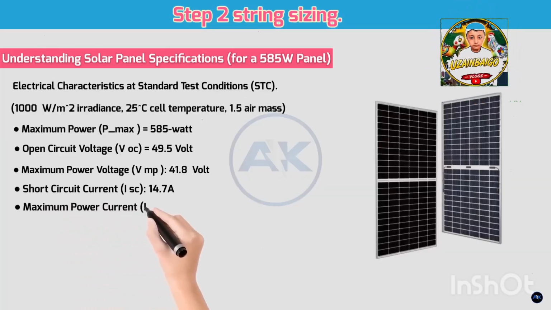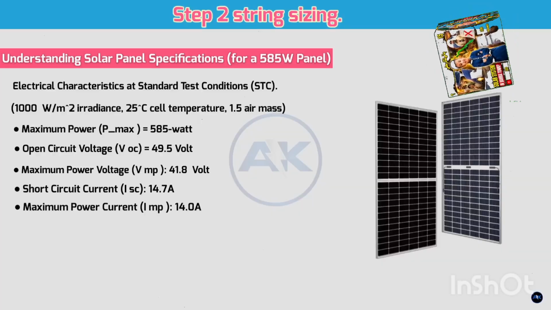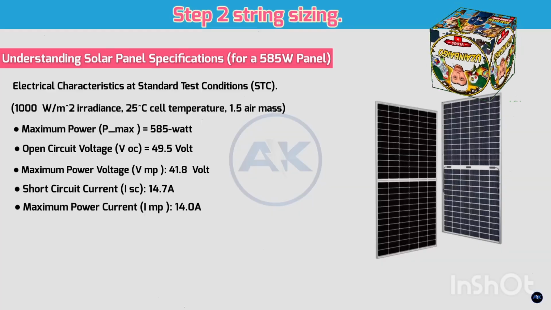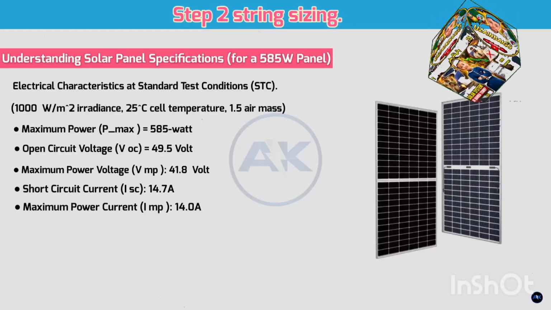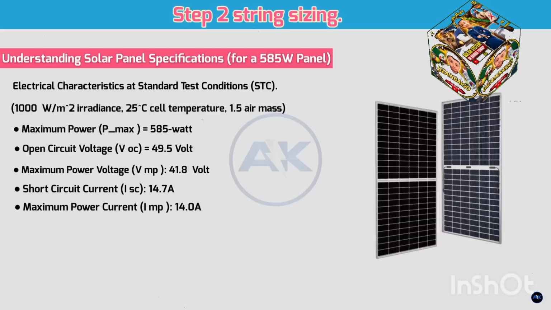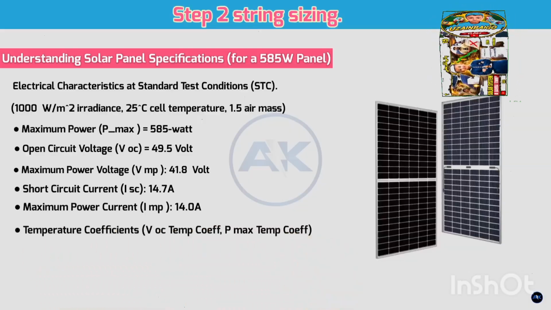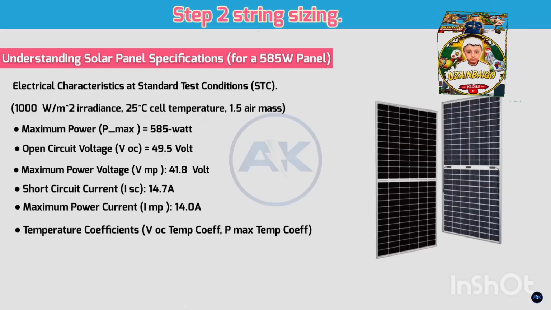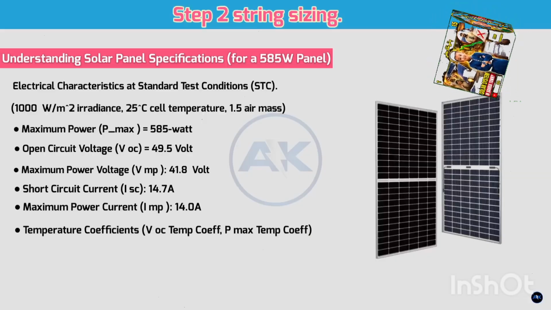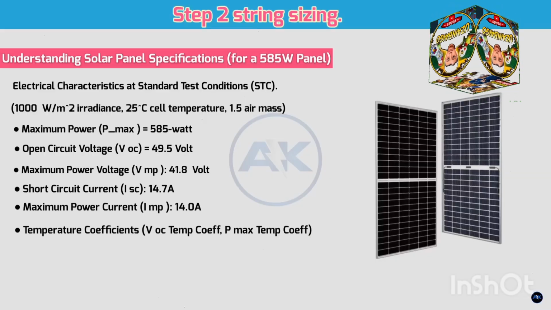Maximum power current, IMP, 14 amperes. This also varies. This is the current at which the panel produces its maximum power. Importance for string sizing: used to calculate the typical operating current of the string. Temperature coefficient. The temperature coefficient is a parameter that quantifies how much the output of a solar panel decreases as the temperature rises above 25 degrees Celsius.